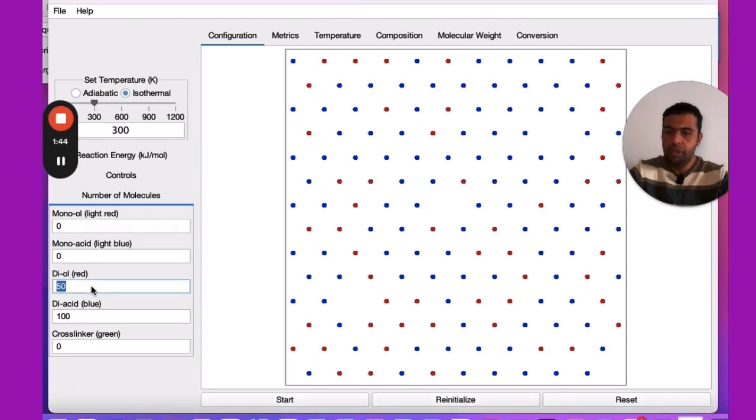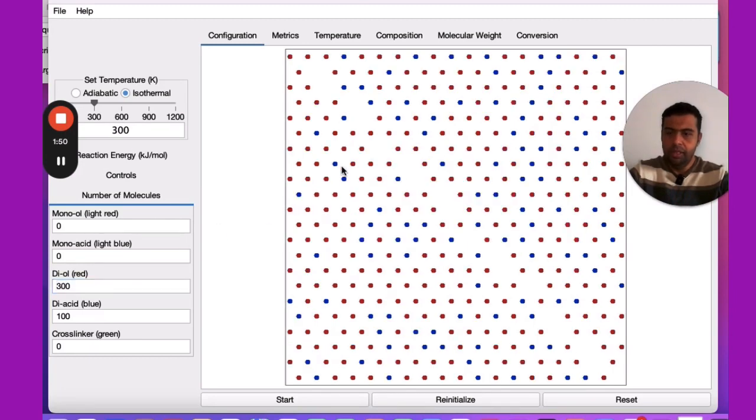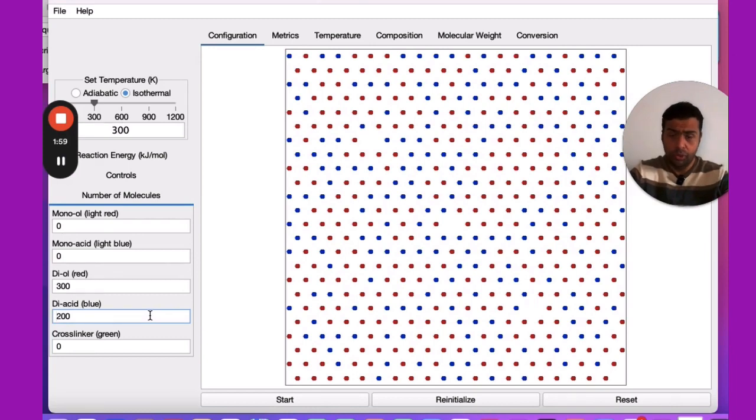So let's put the number of molecules around 300. You can see that the red dots have increased, and let's put the blue dots, or the diol, at 200, so we will have a ratio of about 3 to 2. So we are expecting red dot, blue dot, then red dot, then blue dot, then red dot, because the reds are more, for sure.